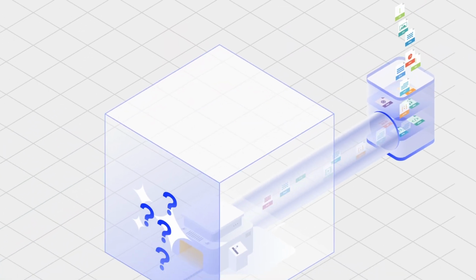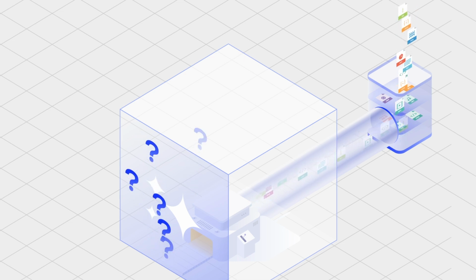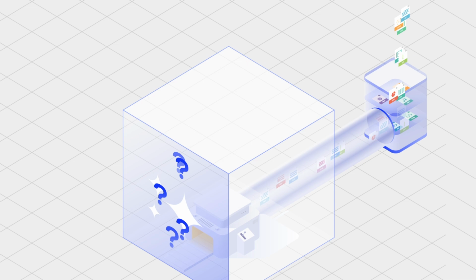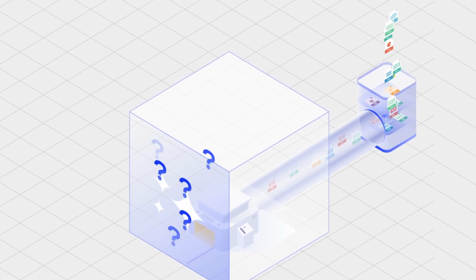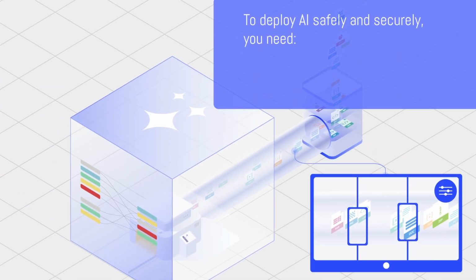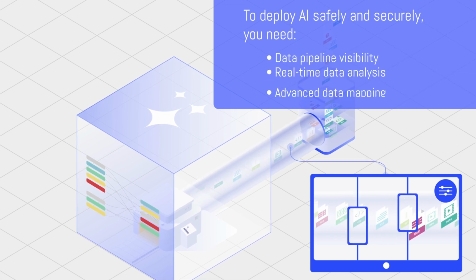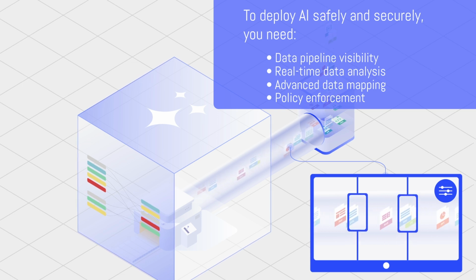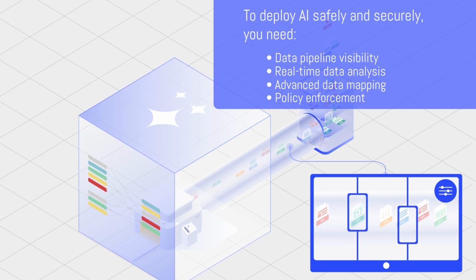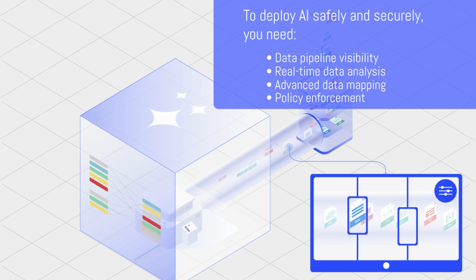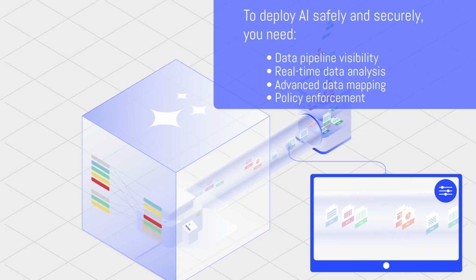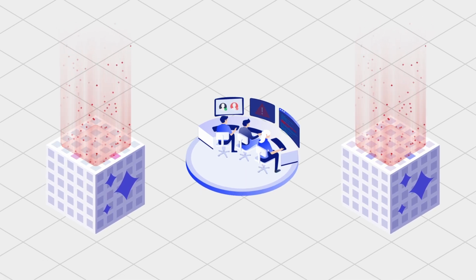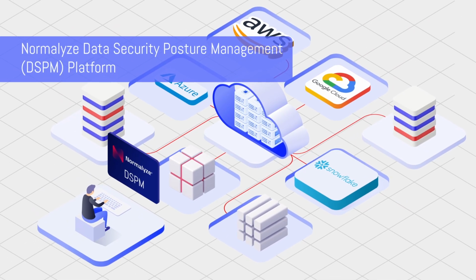The culprit? A lack of data pipeline visibility and advanced data mapping. Without a clear view of data flows and hidden sensitive info, it's hard to control what's fed into AI models. That's where real-time data analysis and policy enforcement come in, helping data and security teams filter out sensitive and confidential data before AI systems can access it. But in most dynamic hybrid IT environments, where data is constantly moving and new AI projects keep emerging, it's a challenge. So, how do you leverage AI and keep your data safe?